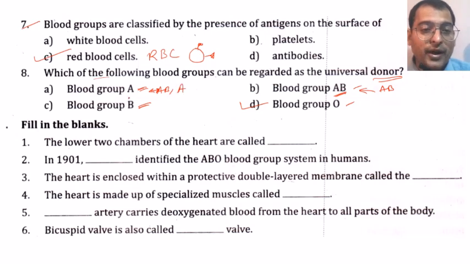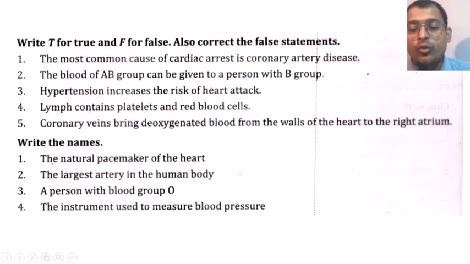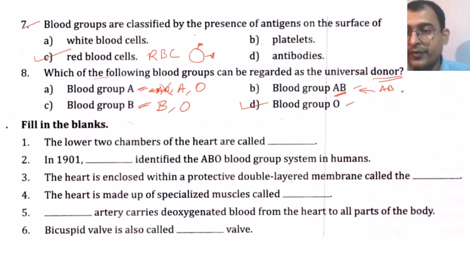Can group A take blood from AB? Cannot take, but can take from O. Okay. Similarly, B blood group can take from B as well as O. AB blood group can also take the blood from AB as well as from O blood group. O blood group can take blood from only O blood group. Okay.